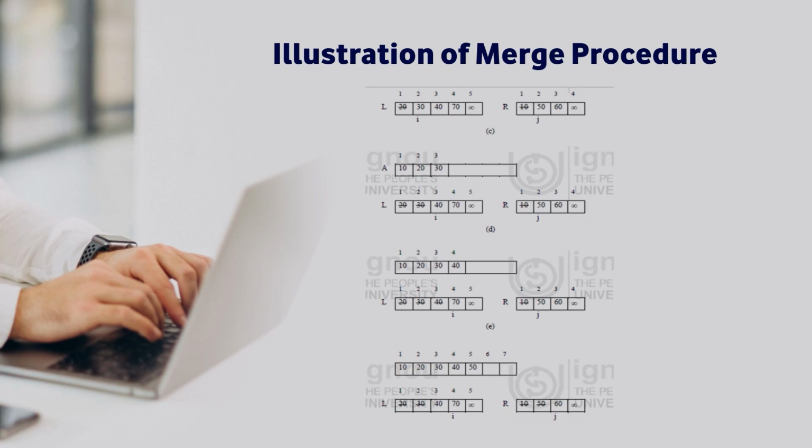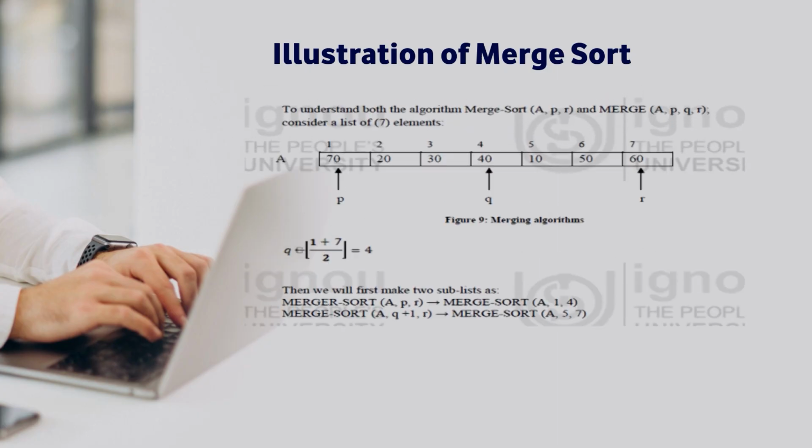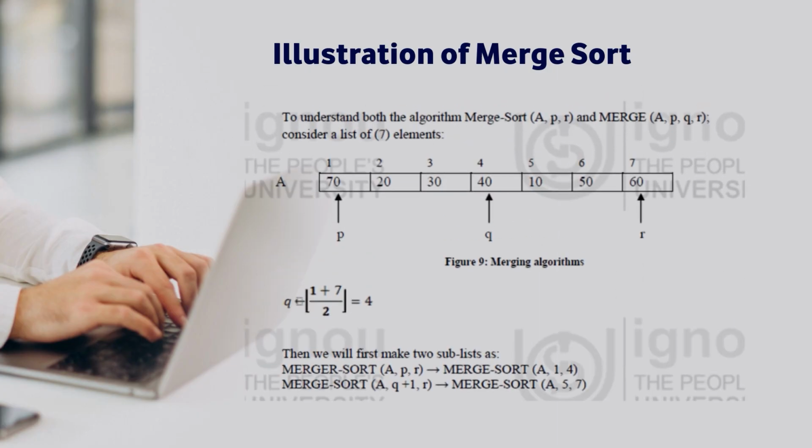It's very, very simple. And another one is how this merge sort will work. Okay, so merge sort is again very simple. You take the list from 1 to 7 elements. Here the floor value, ceil value will be taken. So 7 by 2 is 3.5.